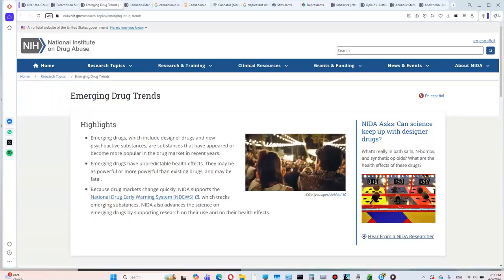Because drug markets change quickly, NIDA supports the National Drug Early Warning System, NDEWS, which tracks emerging substances. NIDA also advances the science on emerging drugs by supporting research on their use and on their health effects.